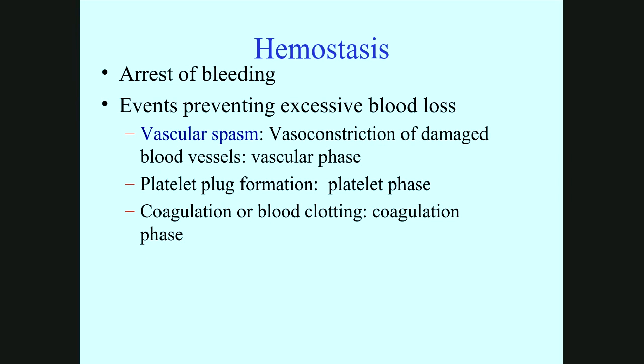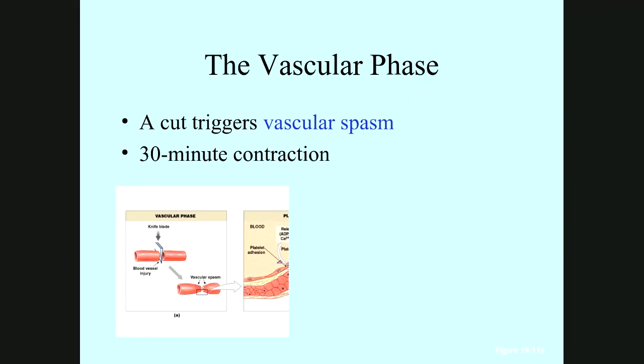During any cut or any injury, to stop the bleeding, three important events are going to play a role to stop the excessive blood loss. The first event is the vascular spasm. During this process, vasoconstriction of the damaged blood vessels happens. This is the vascular phase. Another event is platelet plug formation, which is the platelet phase. And the last event is the coagulation phase, or blood clotting.